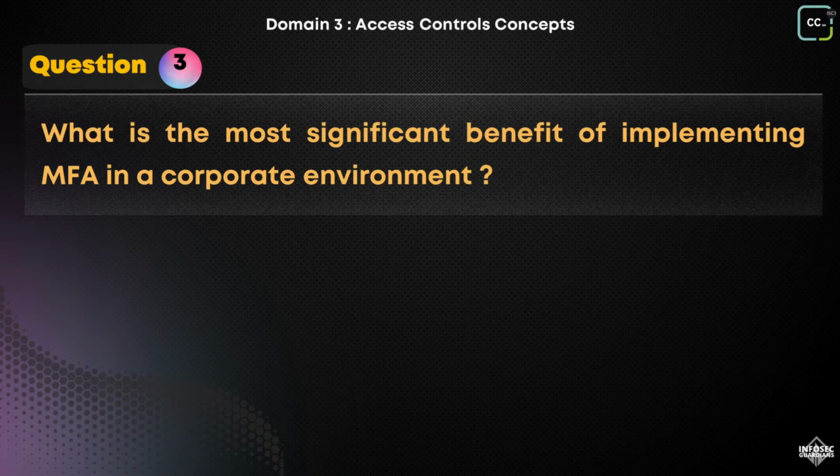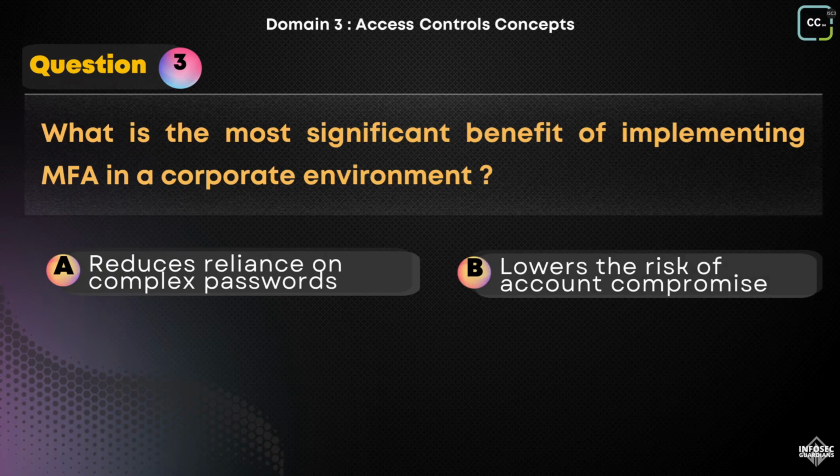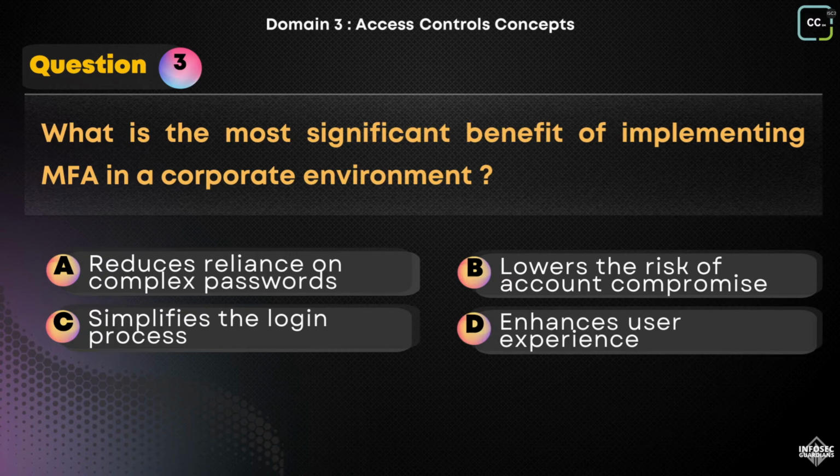What is the most significant benefit of implementing multi-factor authentication, or MFA, in a corporate environment? The options are: Option A, reduces reliance on complex passwords. Option B, lowers the risk of account compromise. Option C, simplifies the login process. Option D, enhances user experience.